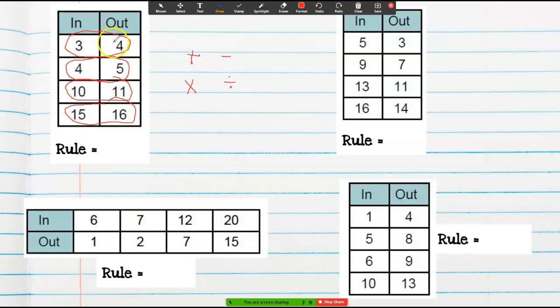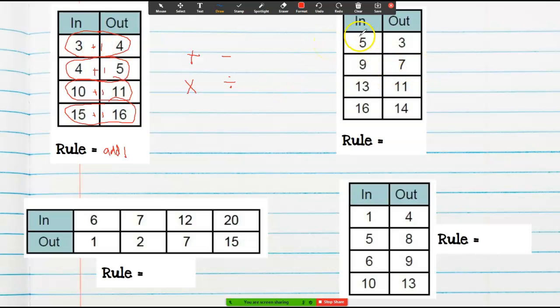How are they getting from 3 to 4? Well, I know that you add 1 to get from 3 to 4. How do they get from 4 to 5? Well, I know on this one, they also add 1. So I'm going to keep writing 10 to 11 is plus 1, 15 to 16 is plus 1. If they're all the same, then I know that's my rule. So my rule is add 1. Okay? All of the answers need to be the same, just like yesterday.